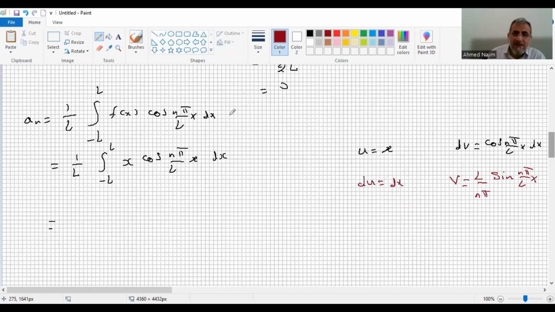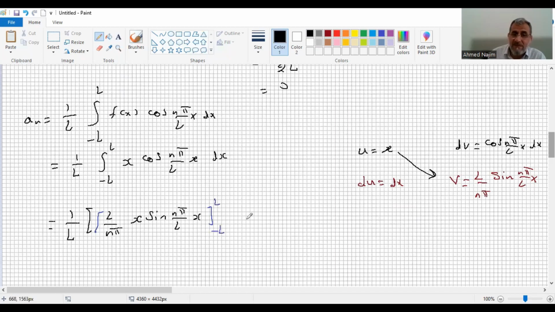Now, the integral is equal to 1 over L times u dv, integral by parts. So uv first, u times v. That means L over n pi is the constant, times x multiplied by sine n pi over L x, and this one is from negative L to L.